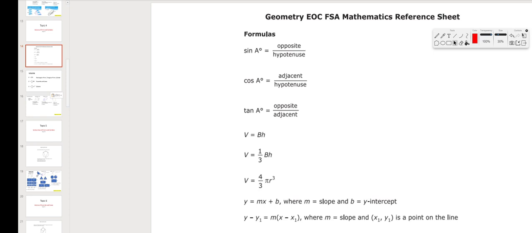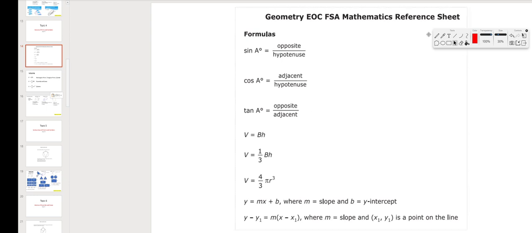I am going to pretty much just summarize about four topics of section 11, which we're not going to get to do the whole section. But I'm just going to go ahead and show you how to use the formulas that you have on your reference sheet.